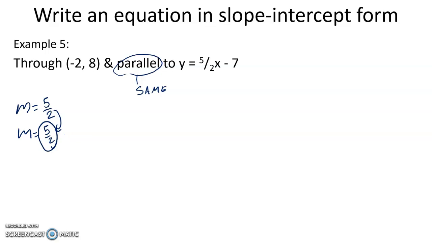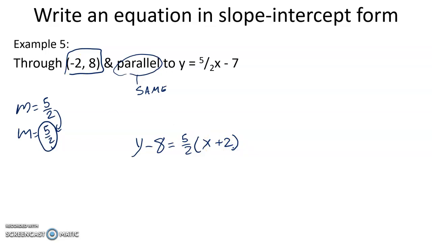So what I'm going to do is the same as I did before: use this point to set up point-slope form. So I'm going to do y minus my y value, which is 8, equals 5/2, and then in parentheses x minus a negative 2, which is the same as x plus 2.